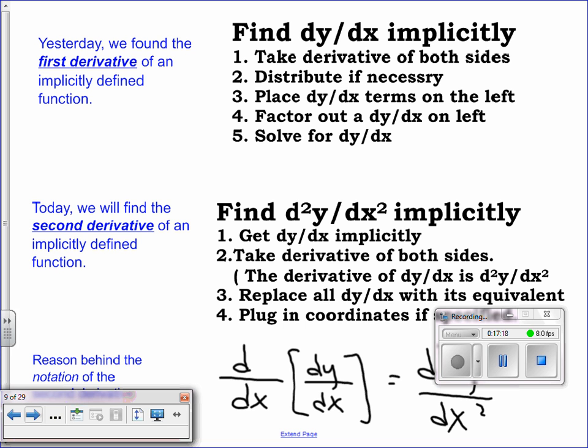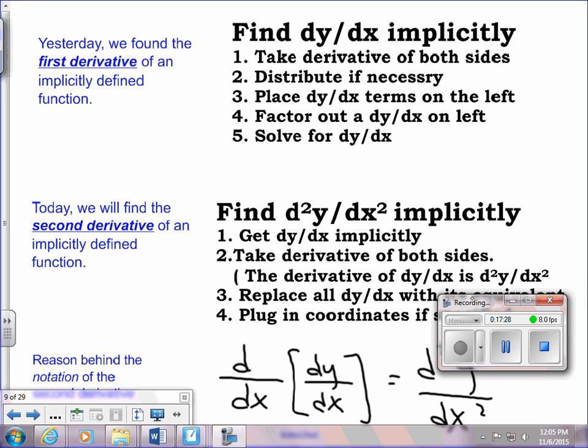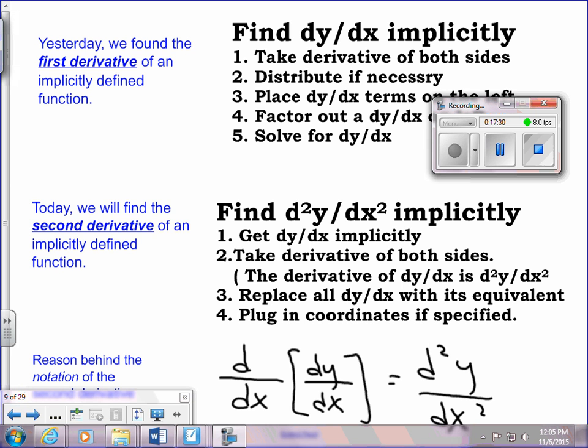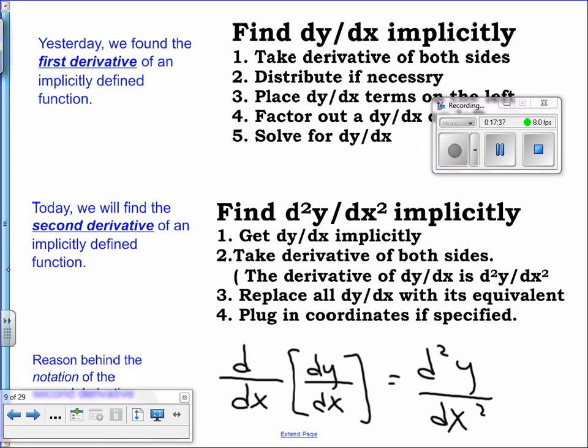So you get the derivative. Then you take the derivative of that, of both sides, because the derivative of the first derivative is the second derivative. And remember this notation? When you take the derivative of the first derivative, for the second derivative, we use d squared y over dx squared. Remember where that comes from? It looks like d, dy, looks like d squared y. So you just have to remember how to write it.